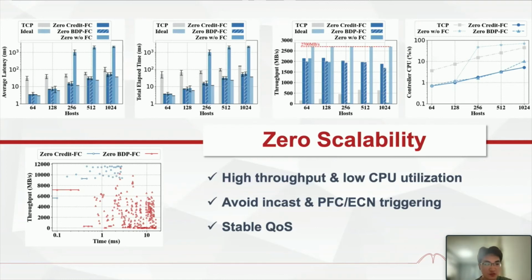In the left figure, we compare the credit flow control with simple bandwidth-delay-product-based flow control. We can observe that BDP-based flow control easily causes ECN marks and severe throughput declines. Our credit flow control keeps a stable performance in the whole monitoring process.